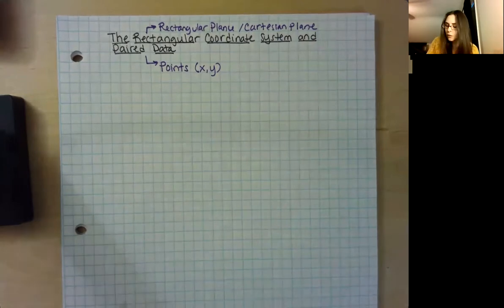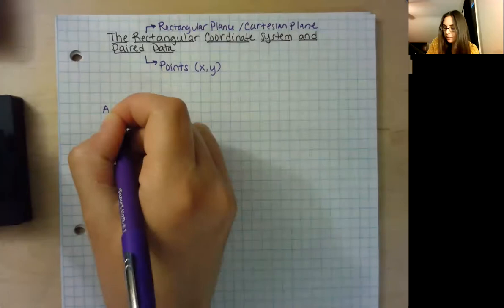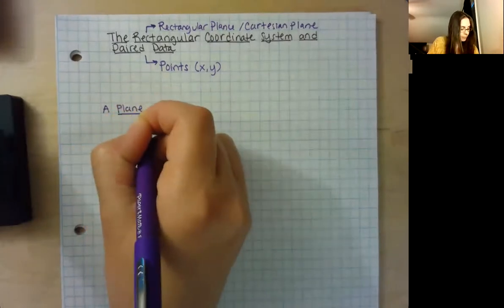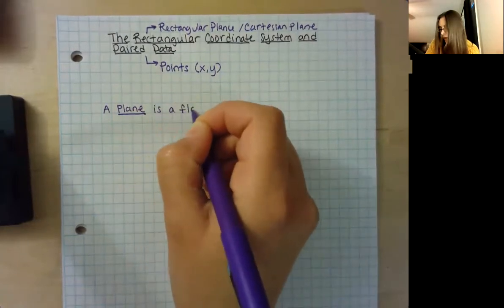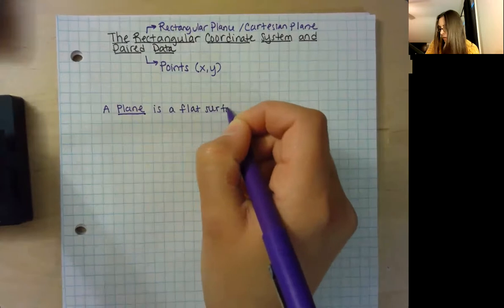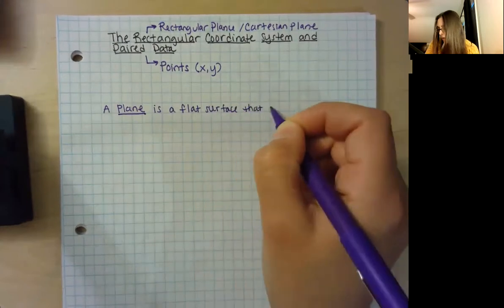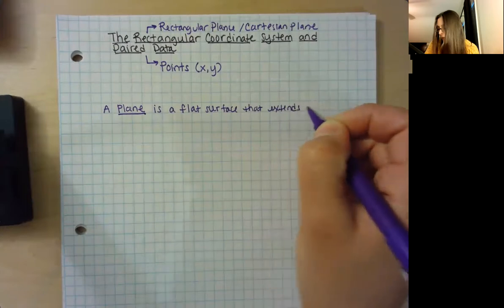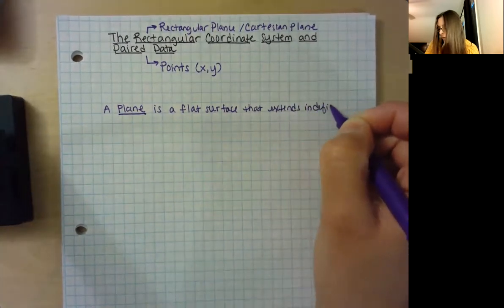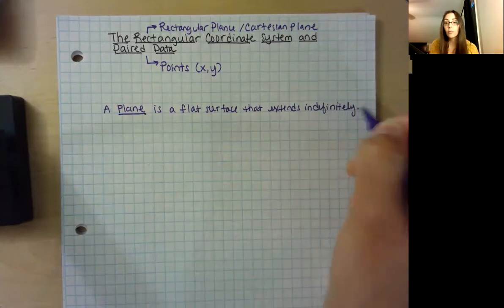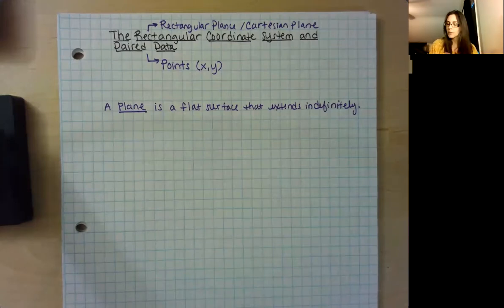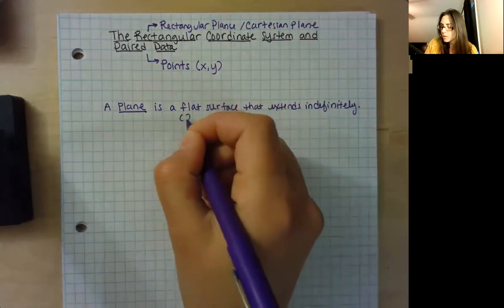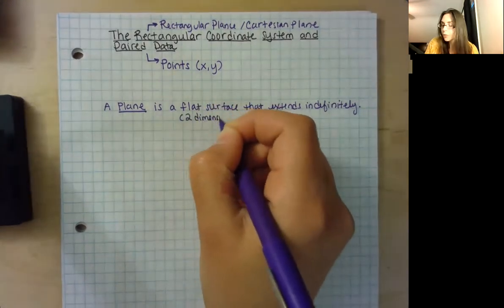Okay. So first, a plane is a flat surface that extends indefinitely, so forever. It's going to continue forever in all directions, but we are in a plane, so we are in two dimensions. So we're talking about flat surfaces here. You really want to think about two dimensions, not 3 dimensions, right?